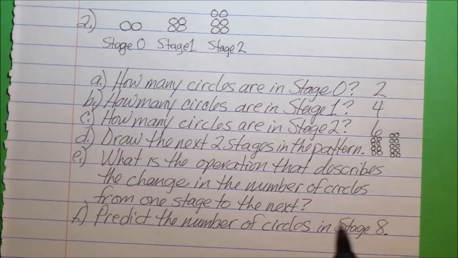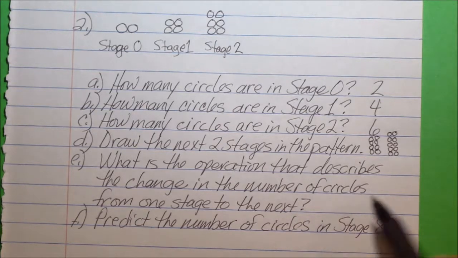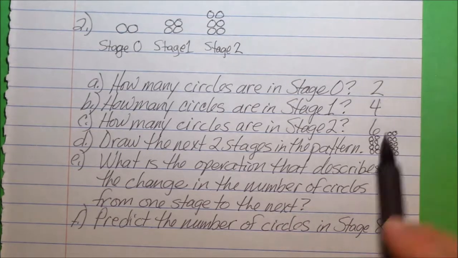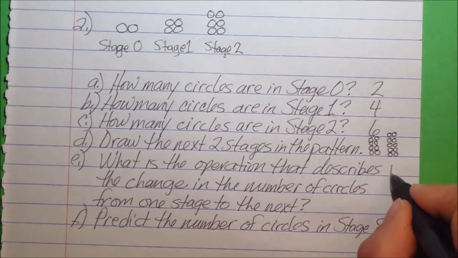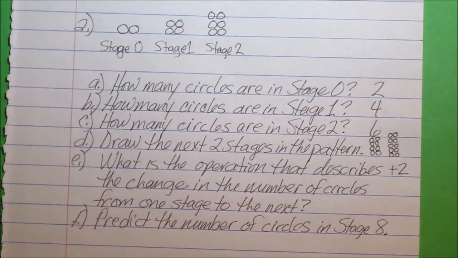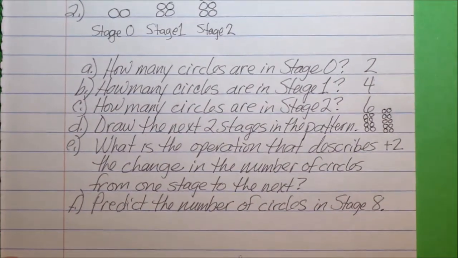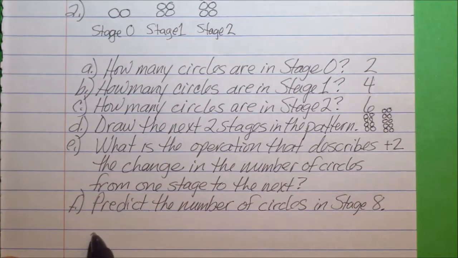What is the operation that describes the change in the number of circles? How is it changing each time? Okay, it is +2. And then predict the number of circles in stage 8. Remember, we're starting at stage 0, and so our first term, I'm going to move this up just a little bit, our first term is 2.